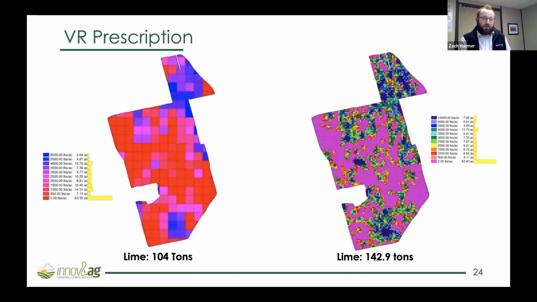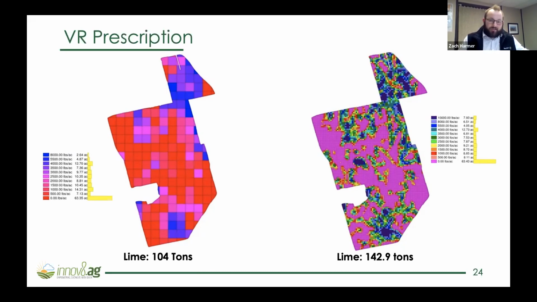So when you look at the 1 acre grid, this is the application that it derived, right? About 104 tons of lime total on this field, ranging from about 0 pounds to the acre to about 8,000 pounds to the acre, which is fairly substantial, right? But keep an eye on the 0 pounds to the acre size, about 63 acres roughly of this field needing no application.